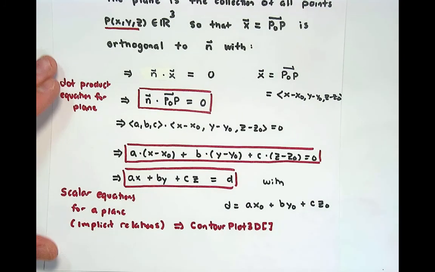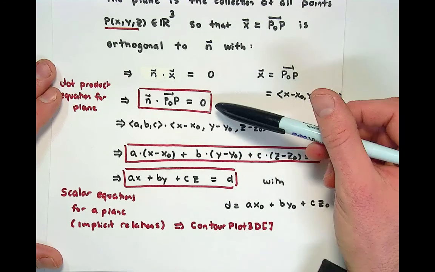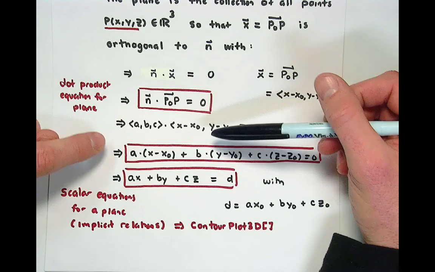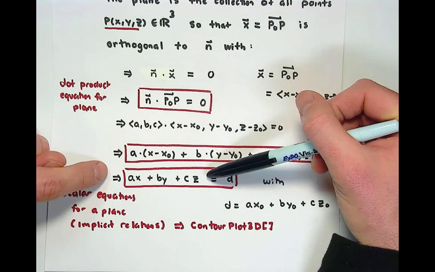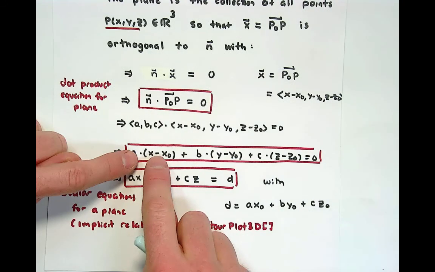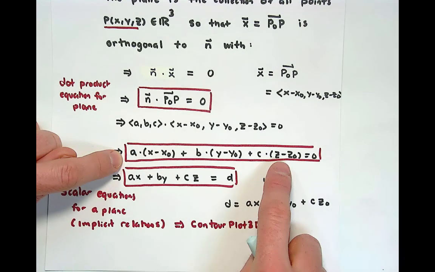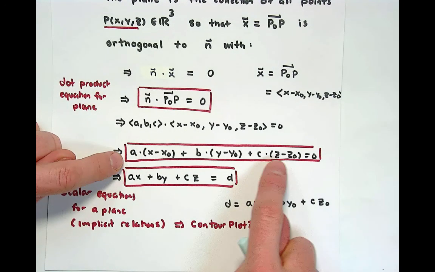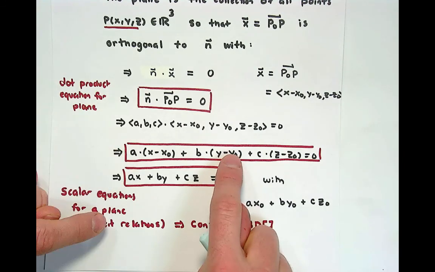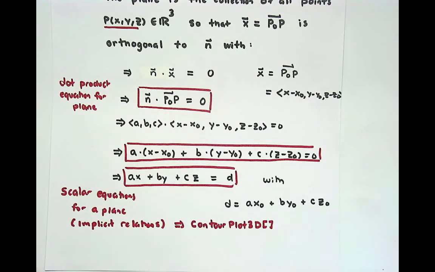Now that we've seen this particular definition, this is the dot product version. These are both scalar equations for a plane. One of them directly references the point. The other one implicitly references the point. Each of them, the output variable z, is not isolated in terms of x and y, which is why we call these implicit relations.